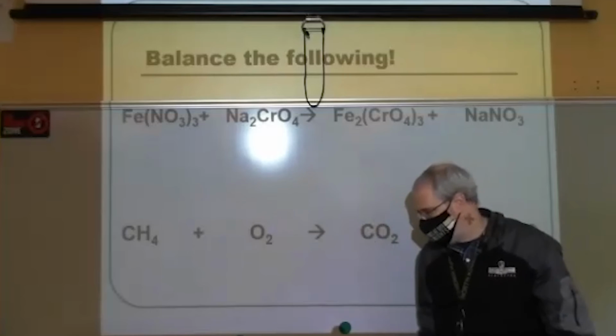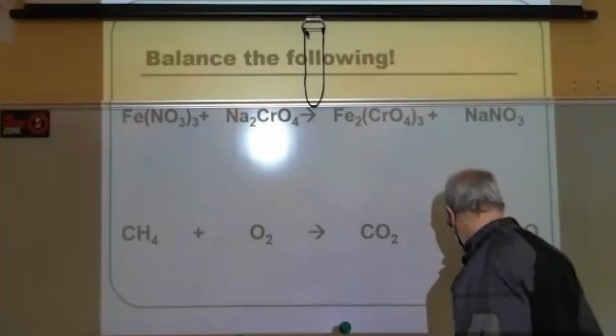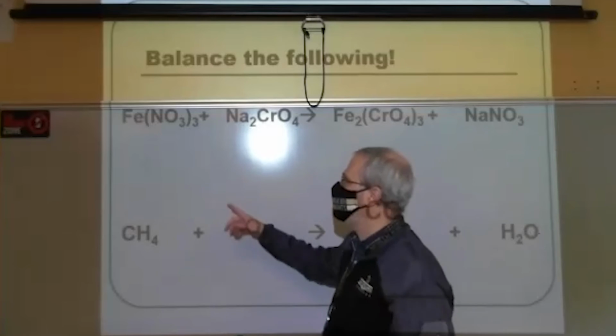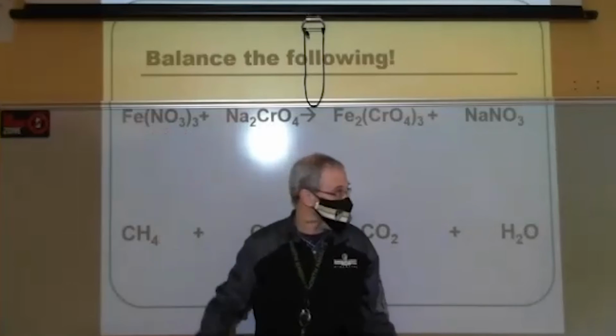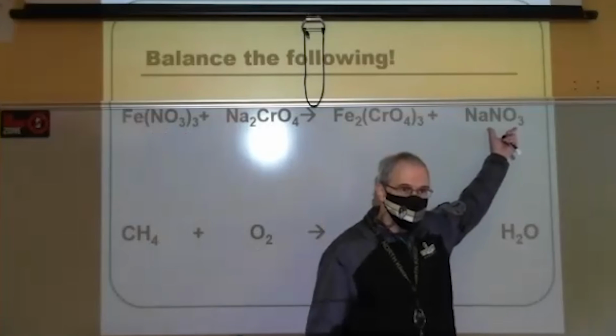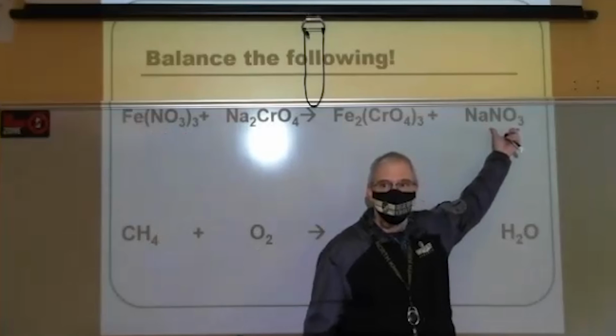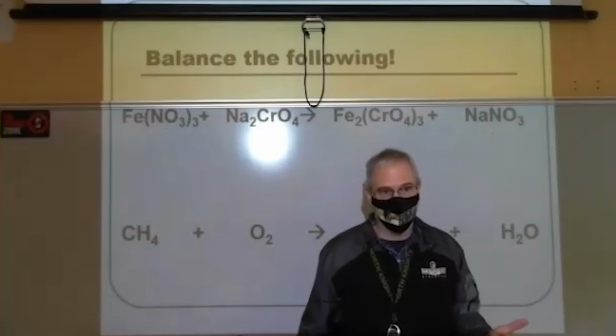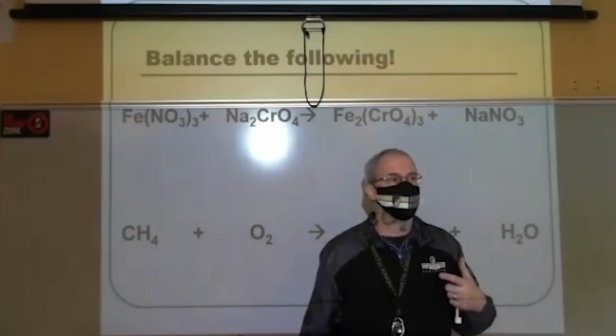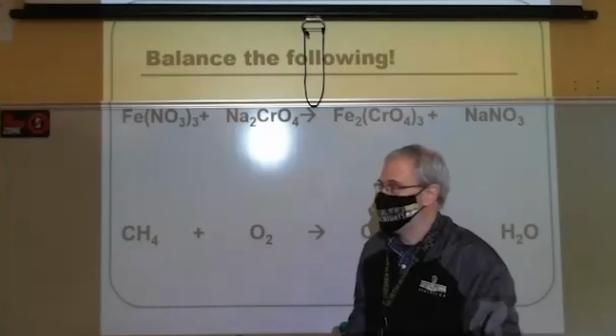But notice, if you keep track of your polyatomic ions, right, we know that nitrate shows up on this side and nitrate shows up on this side. If you count the polyatomic ion as a single thing, it's a lot easier to keep track of this and to balance it.